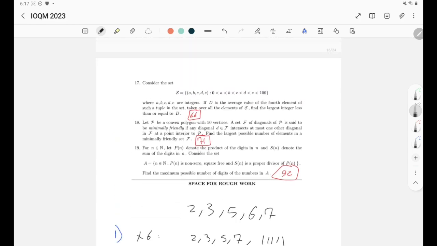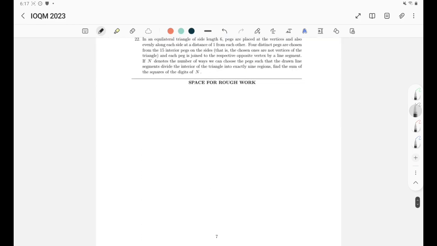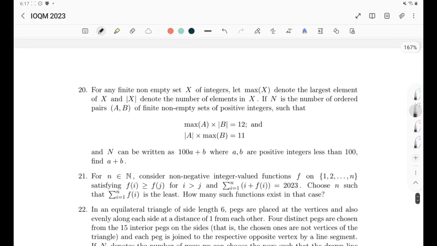439. Okay, it was below. Yeah, 439. We want to write this as 100A plus B. So this is 4 times 100 plus 39. So basically A is 4 and B is 39. So A plus B is just going to be 43.